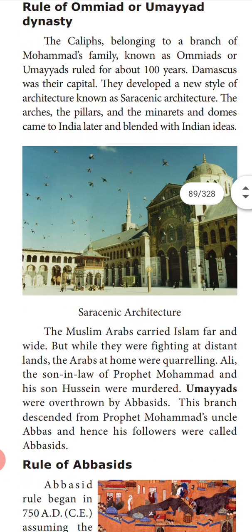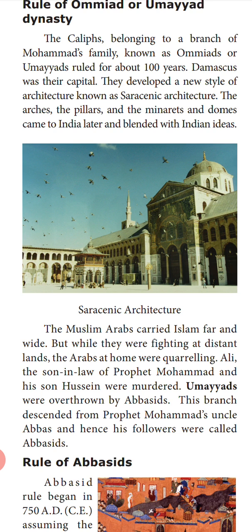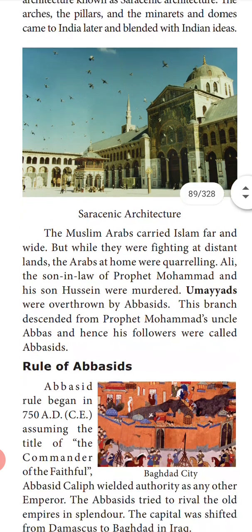Next, the Muslim Arabs carried Islam far and wide. But while they were fighting at distant lands, the Arabs at home were quarreling. Ali, the son-in-law of Prophet Muhammad, and his son Hussein were murdered. The Umayyads were overthrown by the Abbasids. This branch descended from Prophet Muhammad's uncle Abbas, and hence his followers were called Abbasids. Umayyads, Abbasids, two types of Muslims.